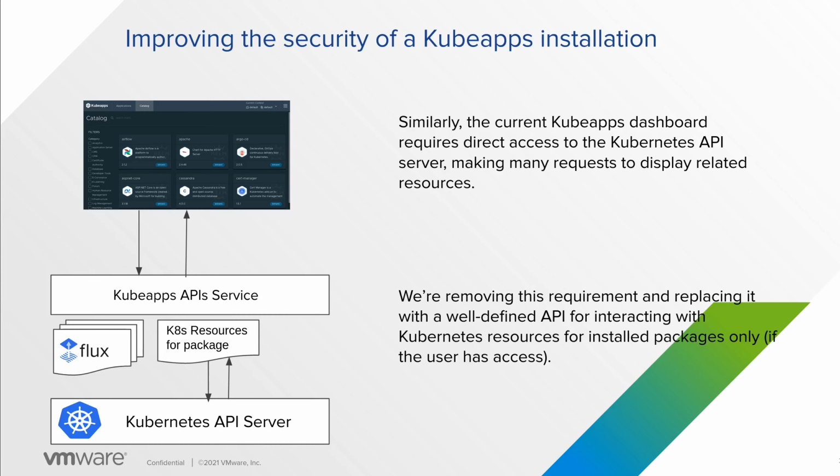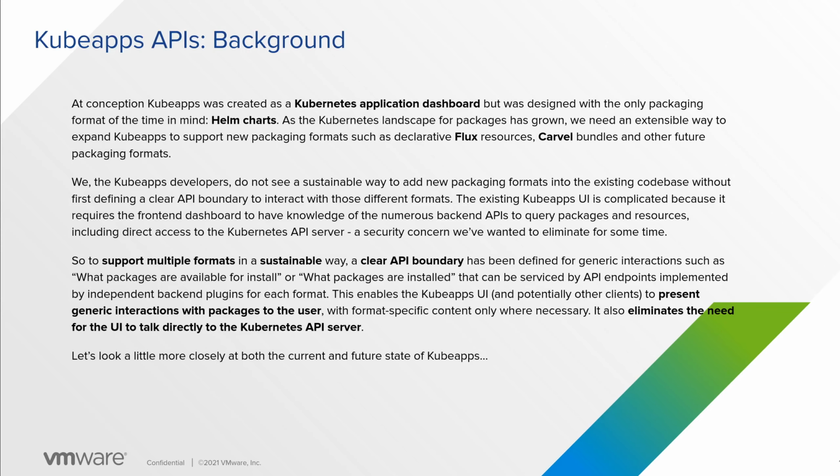So that's the overview, a bit of background. At conception, Kubeapps was created as a Kubernetes application dashboard, but it was designed with the only packaging format of the time in mind, which was Helm charts. As the Kubernetes landscape for packages has grown, we need an extensible way to expand Kubeapps to support new packaging formats, such as the declarative Flux resources, Carvel bundles, and other future packaging formats.